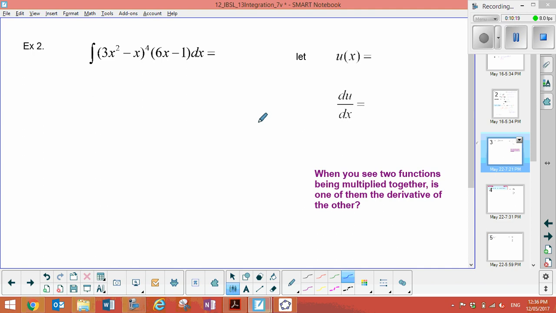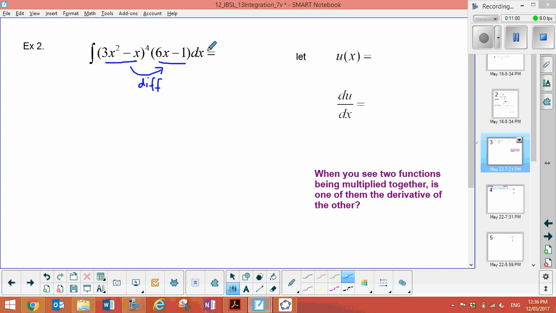So let's do, let me just see. Right, so here a similar example. We'll leave you to do this one at home. So let's have a quick look. We've got 3x squared minus x all to the power of 4 times 6x minus 1. So the question is, look at the two things being multiplied. We've got this term inside a bracket and that term inside. Can you recognise that this is the derivative of that? So if you differentiate 3x squared minus x, you'll get 6x minus 1.